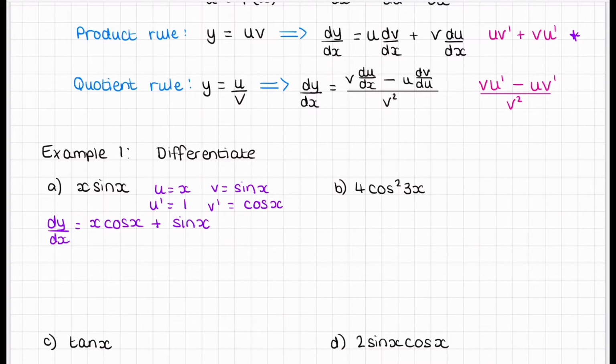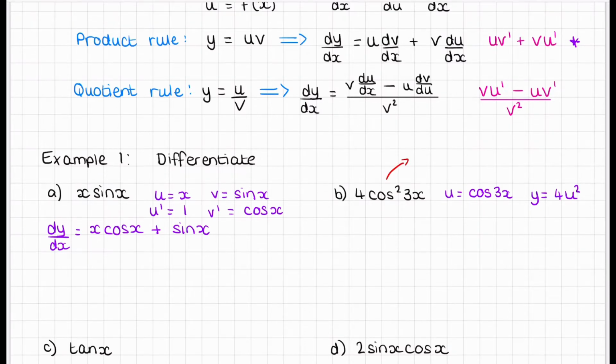B, we've got 4 cos squared 3x. Here we have cos x, and then we have something inside cos x because we have a 3x, which means we need to use the chain rule. So now we need to work out what our two functions will be to use the chain rule. So our u is going to be the cos 3x, and our y will be the outside, which is 4u squared. Because remember, 4 cos squared 3x is the same as writing 4 cos 3x all squared.